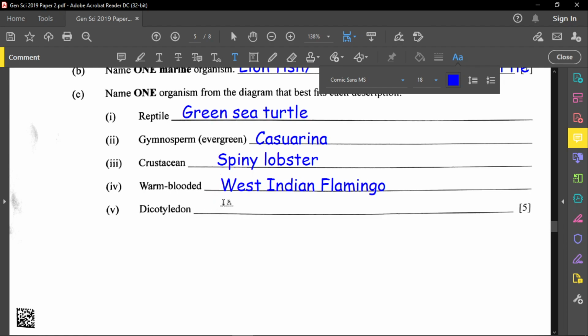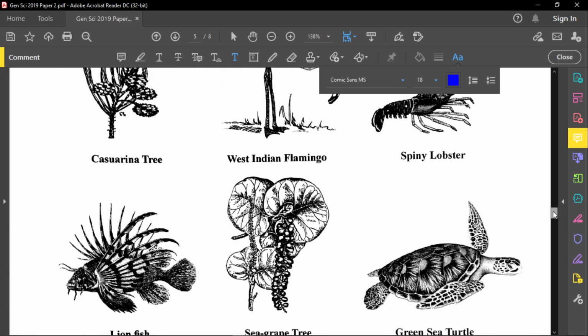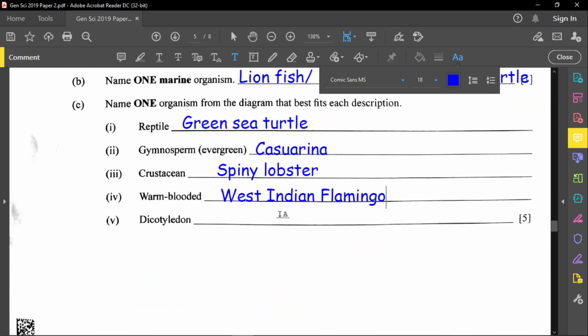All right, great. A dicotyledon. And a dicotyledon is a plant that has broad leaves with branching veins. And so the sea grape is our dicotyledon. Okay, so this will be your sea grape tree. All right, great. So let's move on to the next part of the question here.